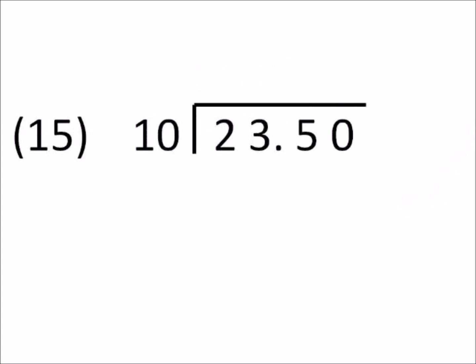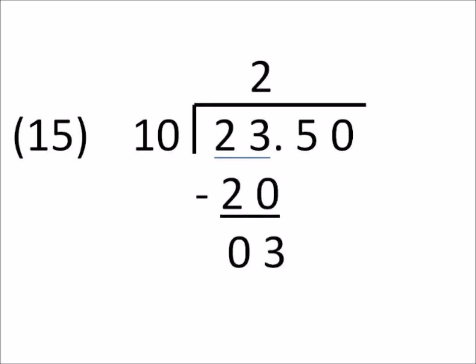Number 15 is 23.50 divided by 10. So we will do this as long division to give you practice in long division. First you say 10 into 2, can't go, so you put a 0 above the 2. You don't have to put a 0 in, so you say 10 into 23. That's what we're looking at. 10 into 23 goes 2 times, and you multiply by 10. You get 20. 2 times 10 is 20. You subtract, you get 3.